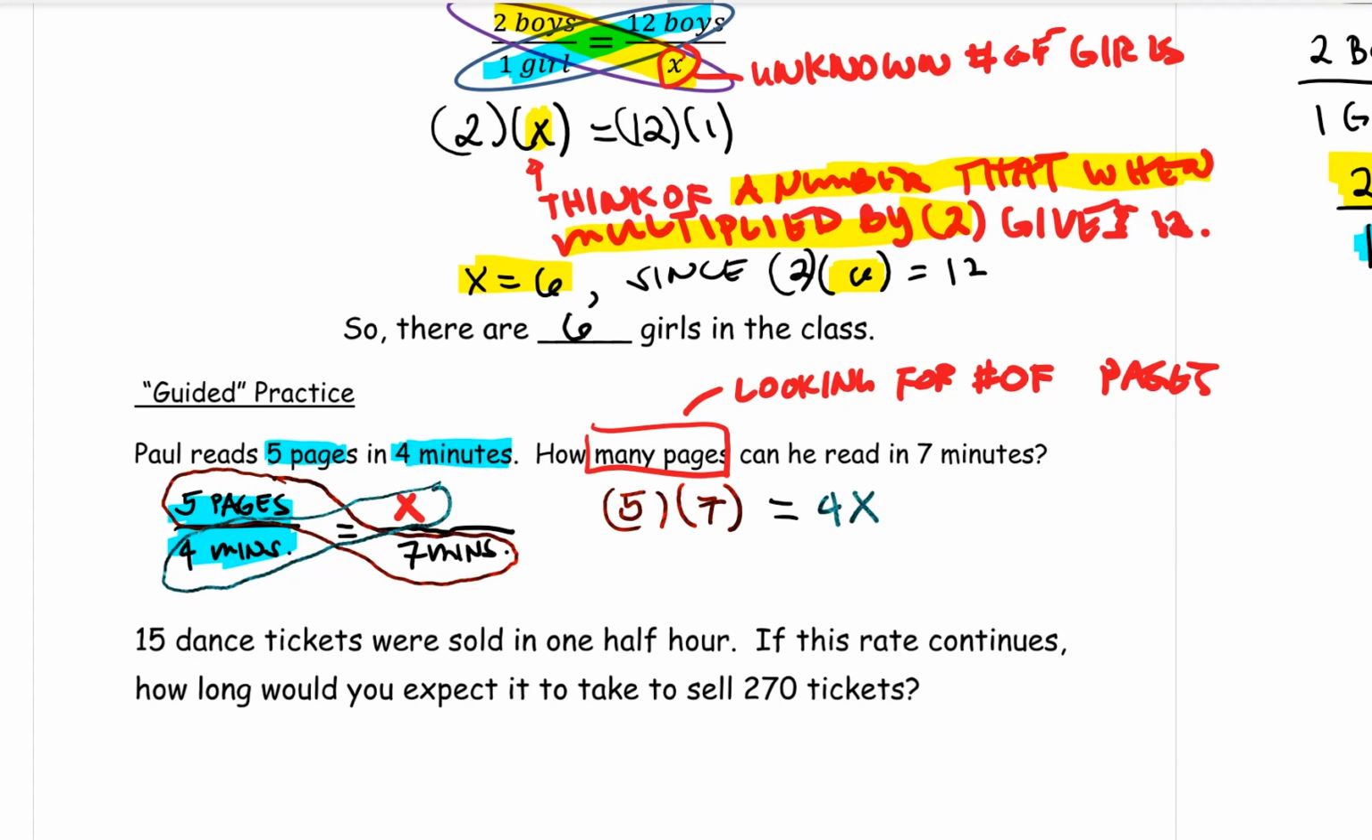4x. So 5 times 7 is 35. So that's equal to 4x. Well, in this particular case, as I mentioned earlier, you can also do the first method wherein we try to think of a number multiplied by 4 that will give me 35. You can do that.